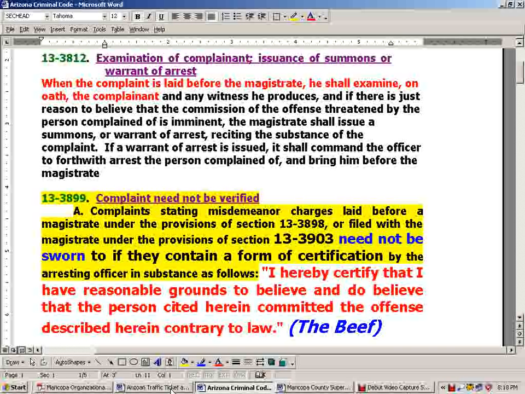Now, a violation, if I'm not mistaken, we're going to get to it in a second here, that's an ecclesiastic offense. Or it's an unlawful act done with force. Okay. So, and this is what it's supposed to say, that the person cited herein committed the offense.